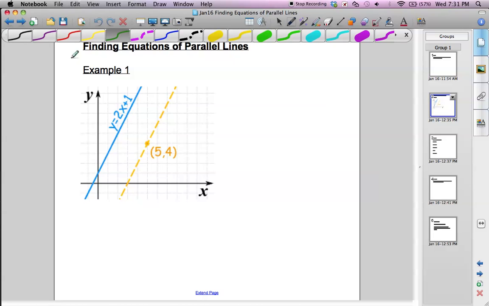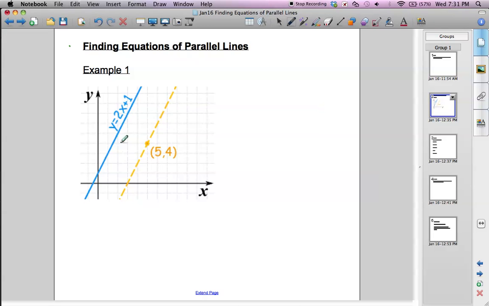Okay, so in this first example, we've got a line here. The blue line is y equals 2x plus 1, and then we have another line, this orange line, which we don't know the equation for, and we know it goes to this point (5, 4), and that's parallel to the blue line. We can write it as y equals mx plus b, where m is the slope and b is the y-intercept, and those are the two things we need to find the equation of the line. We need to find the slope and the y-intercept.